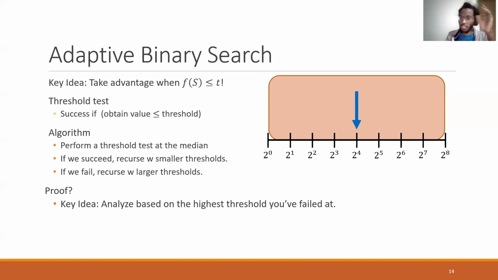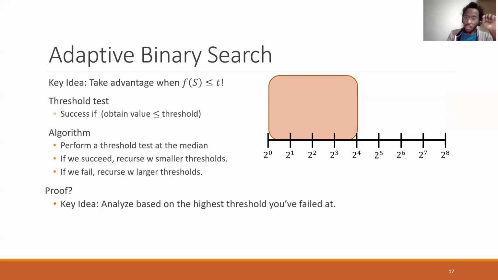Okay, so let's see that in action. The median here is 2 to the 4, so we're going to perform a threshold test there. We see that the objective value is less than or equal to 2 to the 4, which is 16. And so we're going to recurse on the left. Now this brown orange region is the available thresholds that we're looking at.